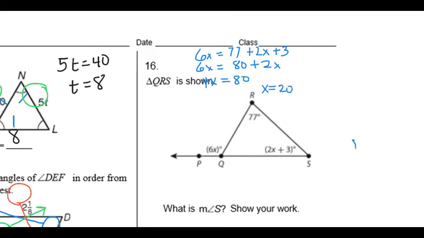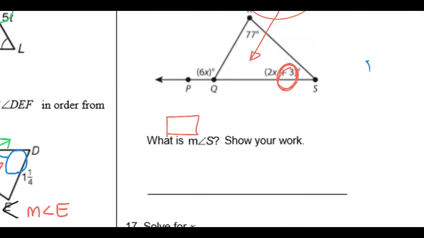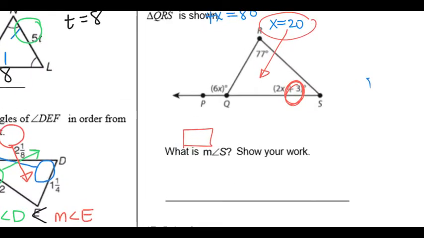Well, we now have x, but we need to take that x and substitute it here because they're asking us for the measurement of angle S. So all I care about is angle S. Show your work. So we're going to substitute. I want to say 2, and we're substituting something for x there. And we have our x, which is 20. So 20 times 2 is 40. And 40 plus 3, that means the measurement of angle S is equal to 43 degrees.